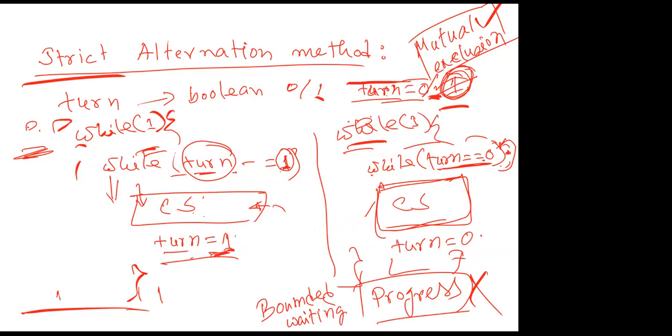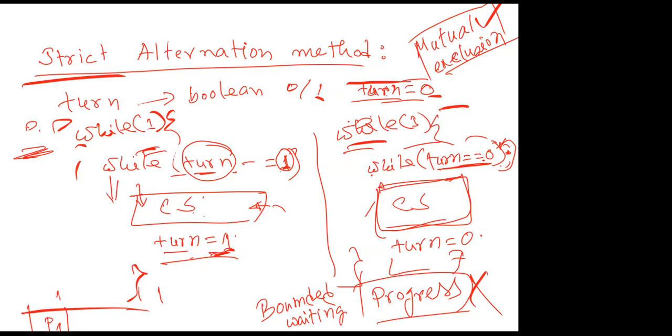Okay, now let's see. Your operating system first schedules the process P1, and the turn value is initially 0. Let's check the turn value is 0 in here. Okay, your operating system schedules the process P1 and the turn value is 0.